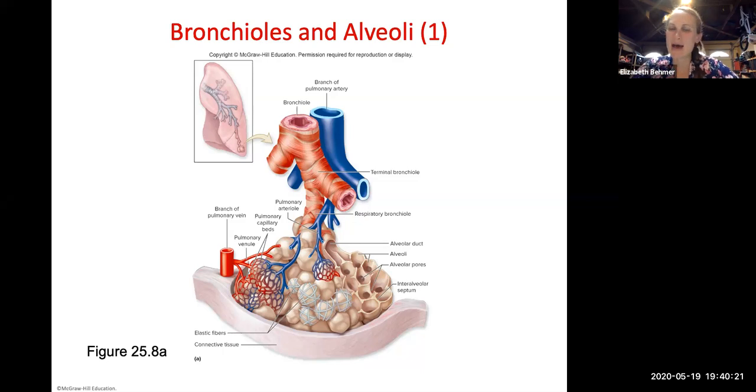So just keep that in mind if you're looking at this picture and you're getting confused why this artery is blue and the vein is red. You kind of have to understand what's going on. Remembering the artery is bringing deoxygenated blood from the heart, and the vein, after it picks up oxygen, is taking it directly back to the left side of the heart.